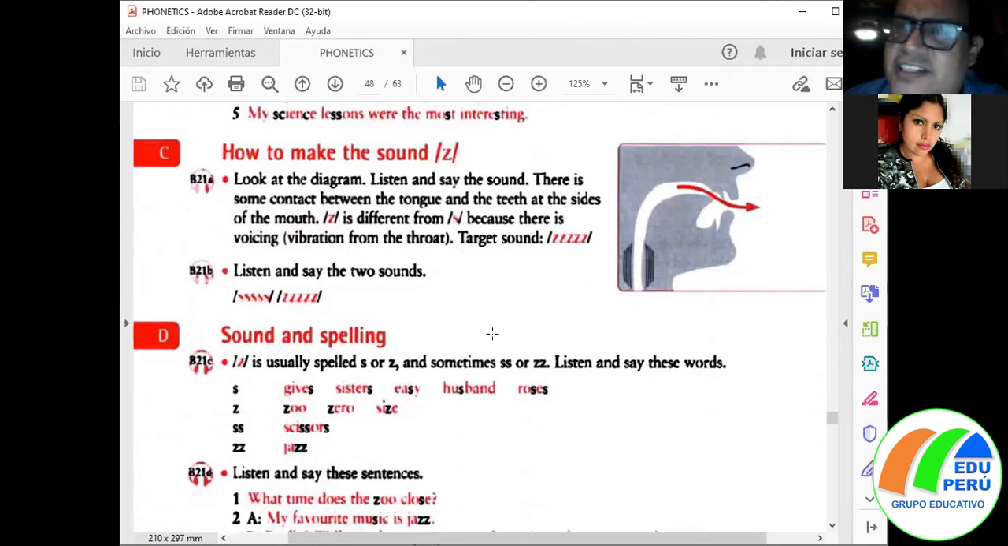Let's pass to the second. The second is similar. The difference is in the vibration again. S. This sound is now vibrated. Z. So this sound is Z, like the sound made by a mosquito, or maybe the vibration of a cell phone. Zzz, zzz. All right? So we have these two sounds together.